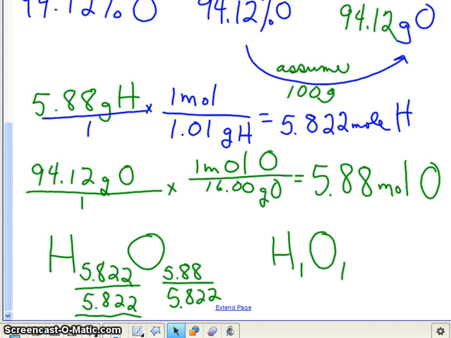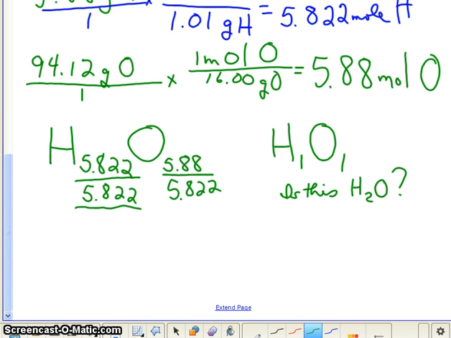Yes. So, does that look like water is the question. Is this water? And the answer is no. Water is H2O. So this is not water. Not water.